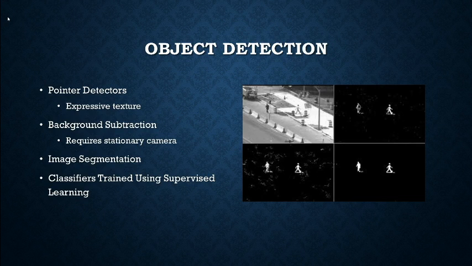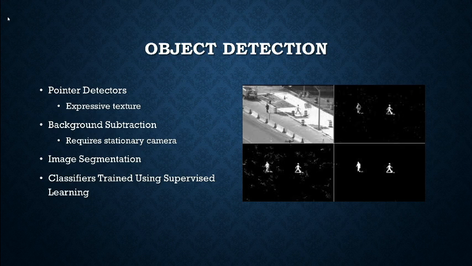And once you have an object representation, you can perform object detection. And again, there's a few different ways you can do this. There's point detectors, which analyze an image and look for points within the image that have expressive texture. They're considered important points. You can still detect them regardless of the lighting or other factors, but it depends on the detector as to how it determines what points are important in an image.